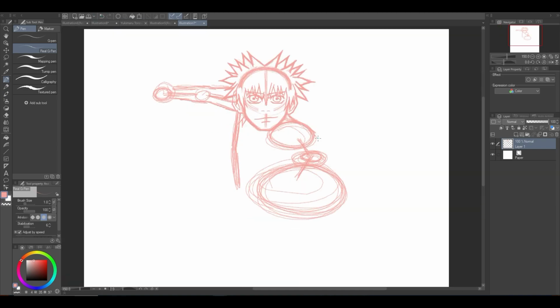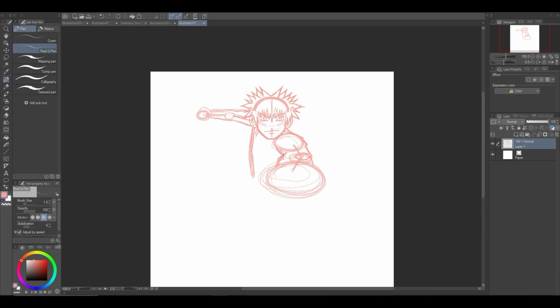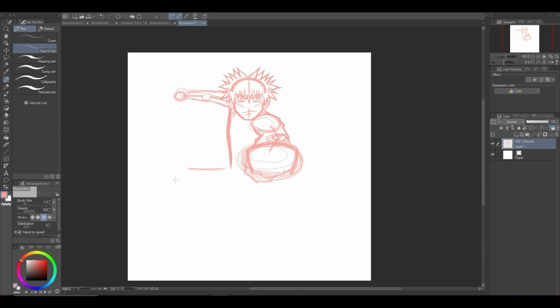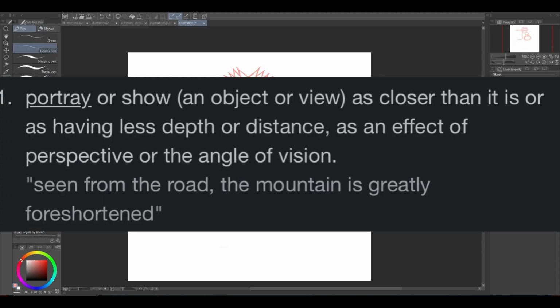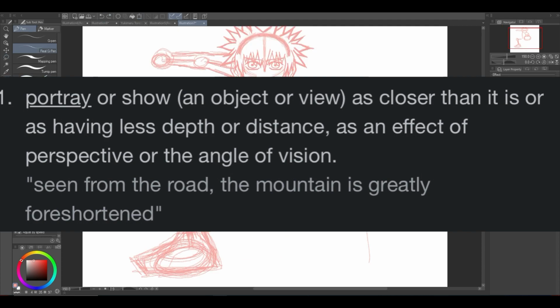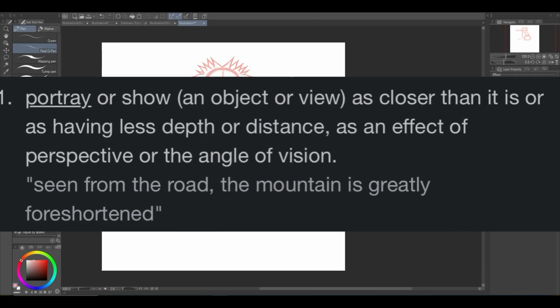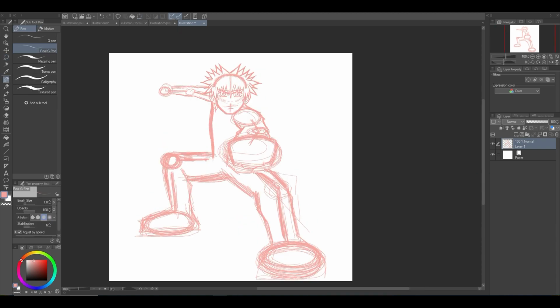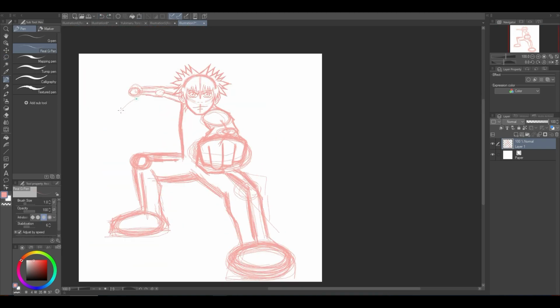In order to understand what foreshortening is on a fundamental level, we must get the dictionary definition of what the word actually means, so that whenever we think of the word, we have the simplest explanation in our heads. Now, to foreshorten means to portray or show an object or view as closer than it is, or as having less depth or distance as an effect of perspective or the angle of vision. Basically, what this definition is saying is that we all see in a 3D field of view.